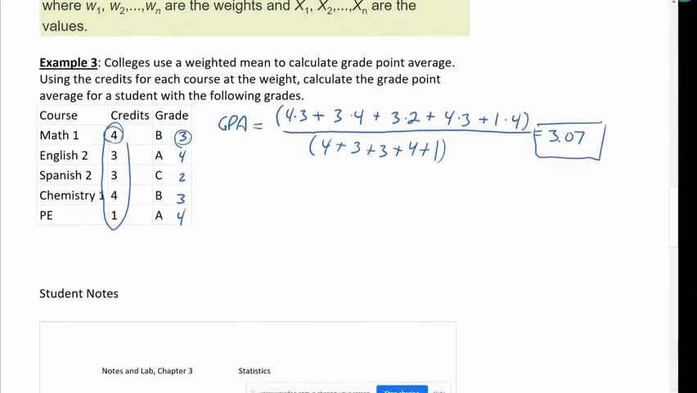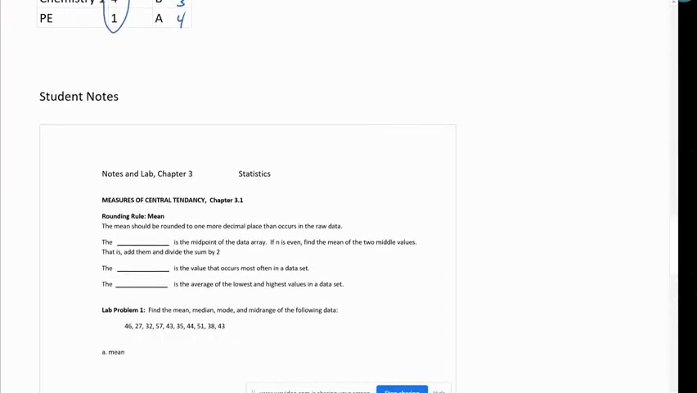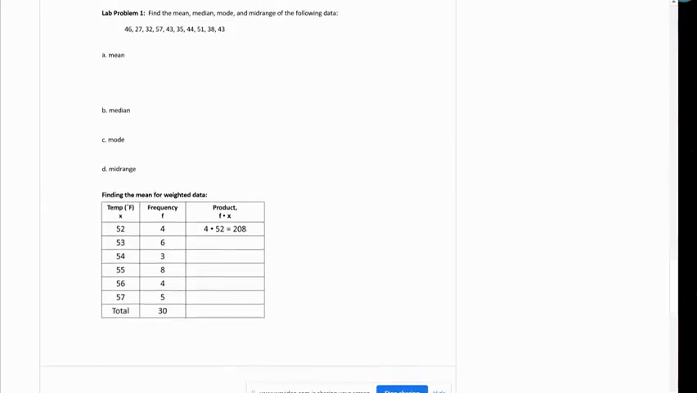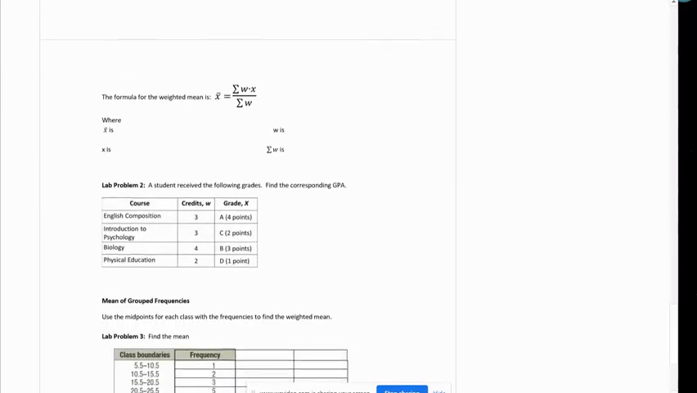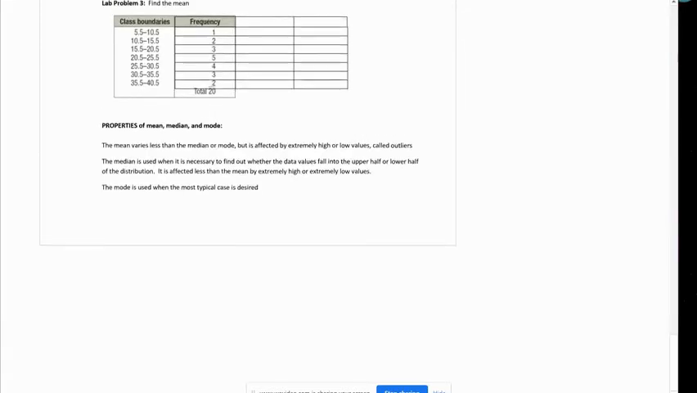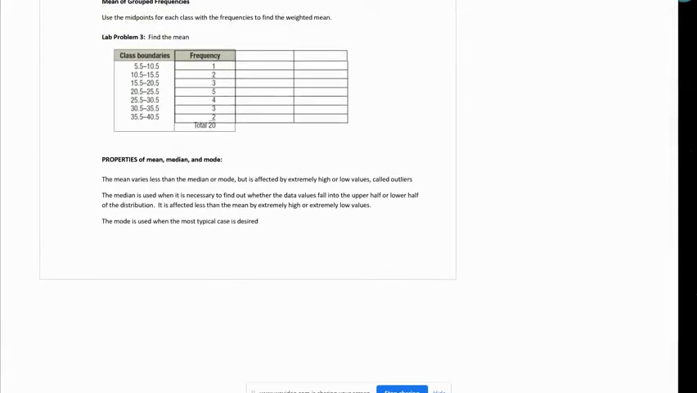So now you can take out your student notes for chapter 3 and start at the beginning and then go through the end of the page that says properties for mean, median, and mode. So through lab problem 3. And then after you're done with lab problem 3, go ahead and press play again, and you can watch the 3.2 portion of this video. Okay, so go ahead and pause now, and then come back when you're ready for 3.2.